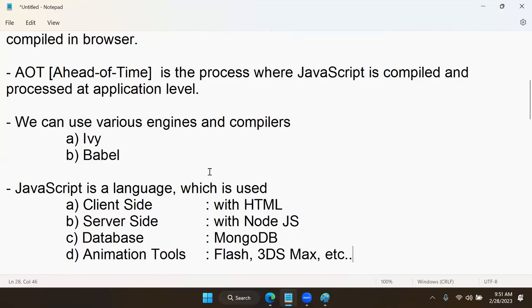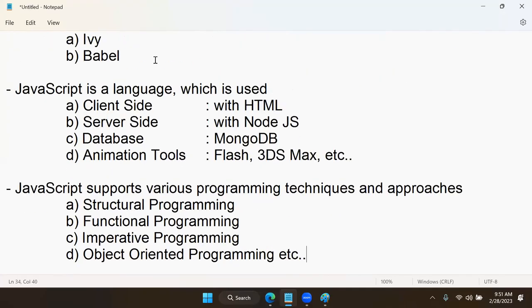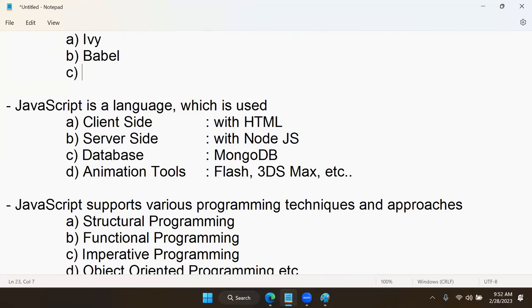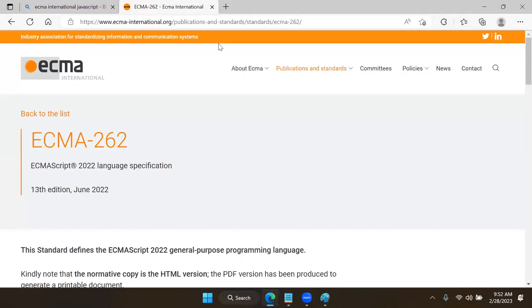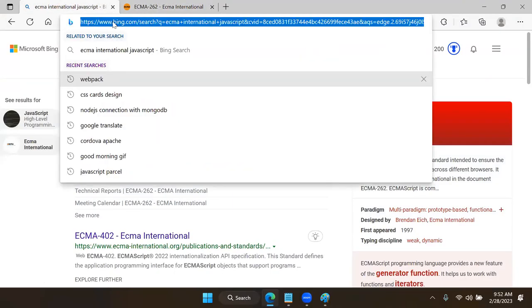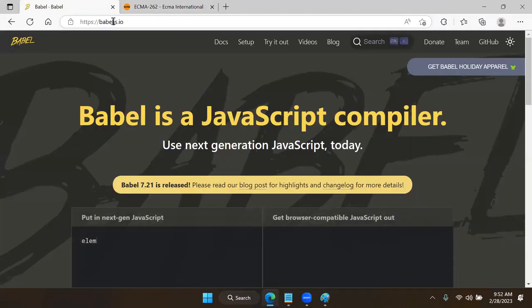So what are the compilers? Many compilers are there. We have the Babel compiler, the Node compiler, and the V8 compiler. There are so many types of compilers. Actually, the popular compiler used by technologies, this is the ECMA standard. And this is Babel. It is a JavaScript compiler.